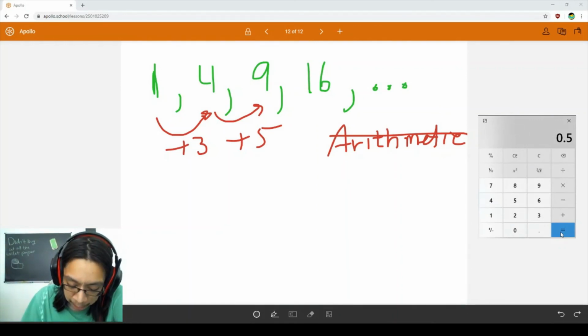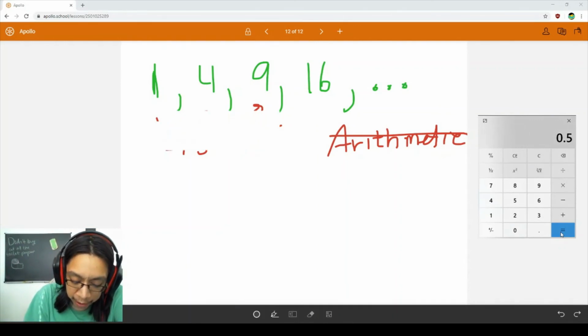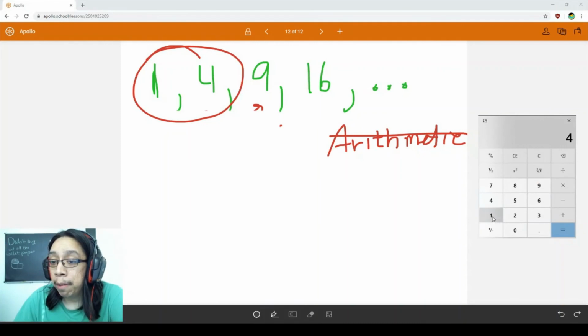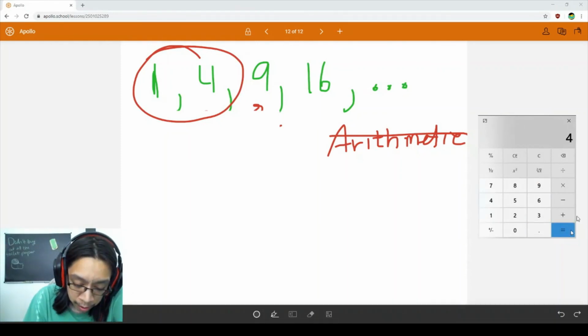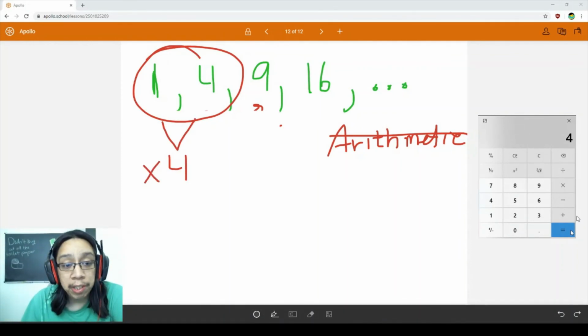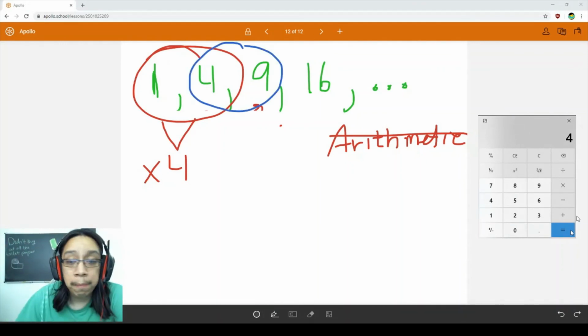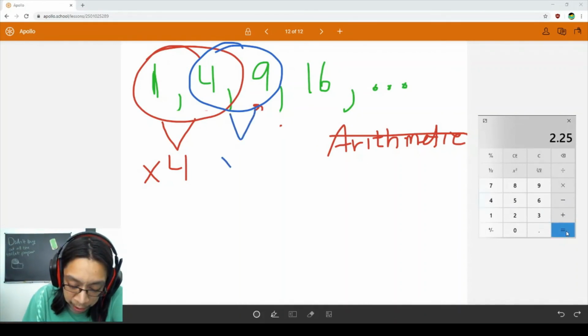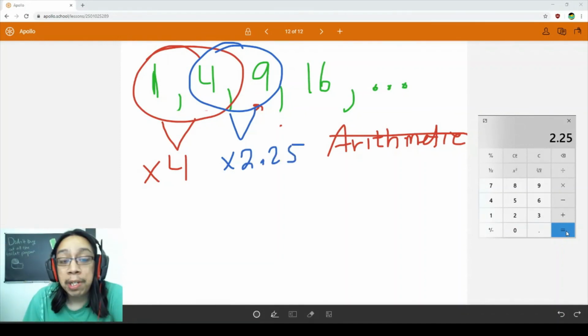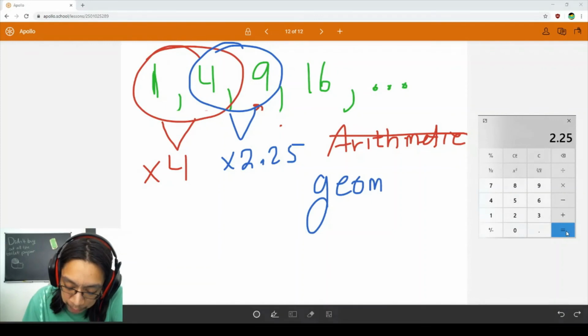Okay, well, am I multiplying by the same number? Let's find out. Let's go ahead and take the first two numbers and divide them. So 4 divided by 1 is 4. Okay, so this is going to be a multiplication of 4. Now let's check to see if the next two numbers get us the exact same result. So 9 divided by 4 gets me 2.25. So when we divided this next set, now we're seeing that it's not the same number. So we can now say that it's not geometric.